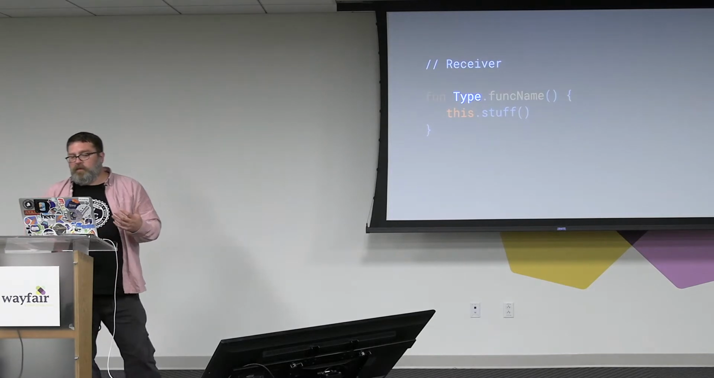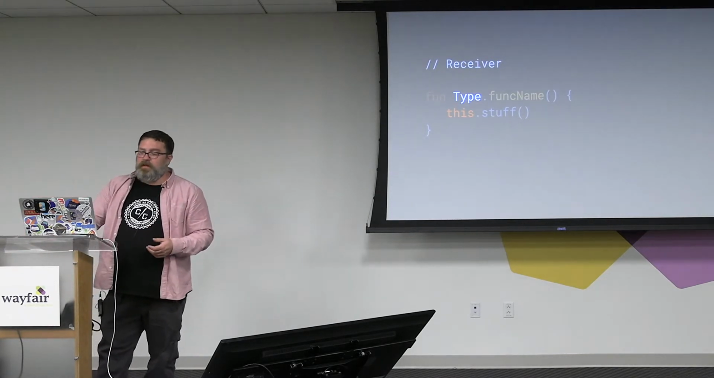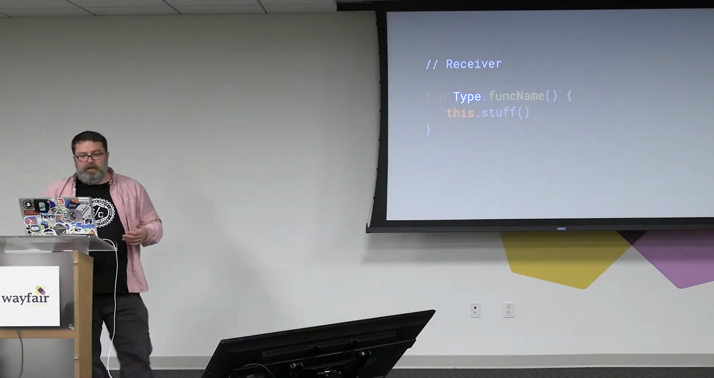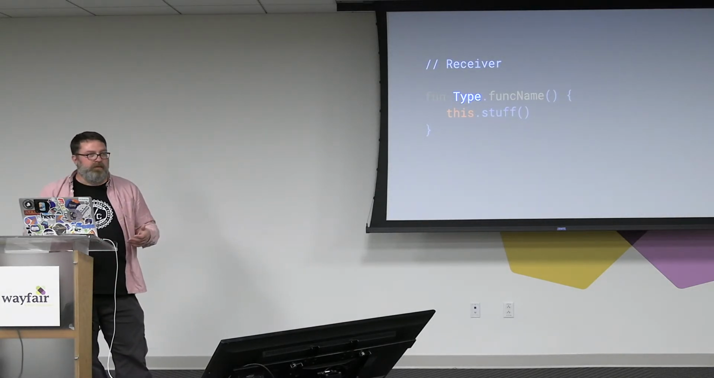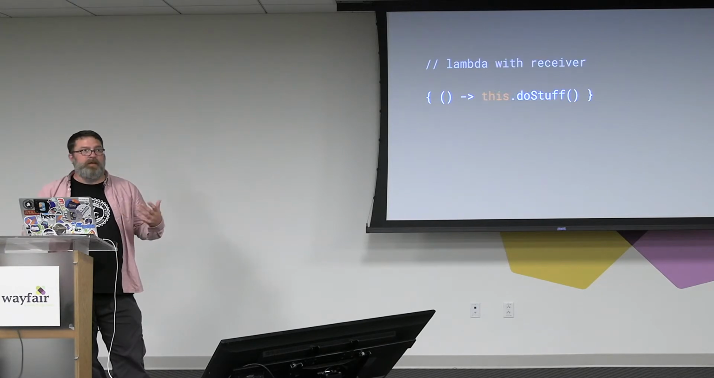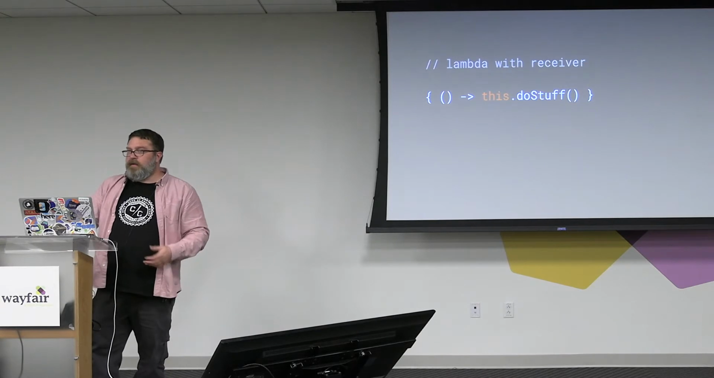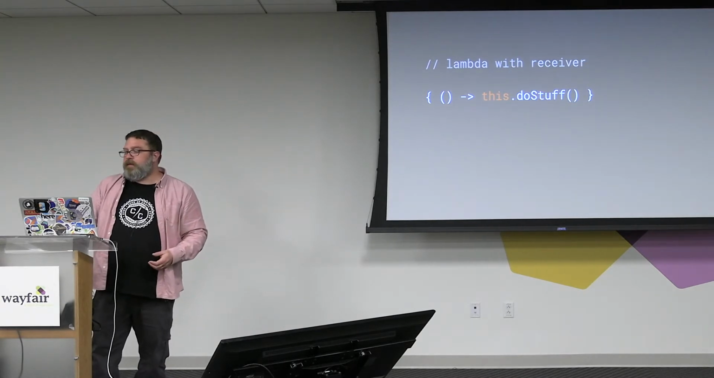To show you what the receiver is, it's really just the type. It's the object that you're operating on. I'll talk about Lambda with receiver a lot, and this is the receiver, in case you're wondering. And you've all seen Lambdas before. A Lambda with a receiver is just that object that you're operating on, the this in the context of the Lambda.